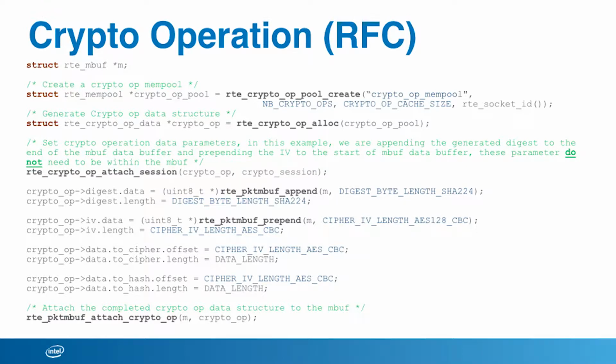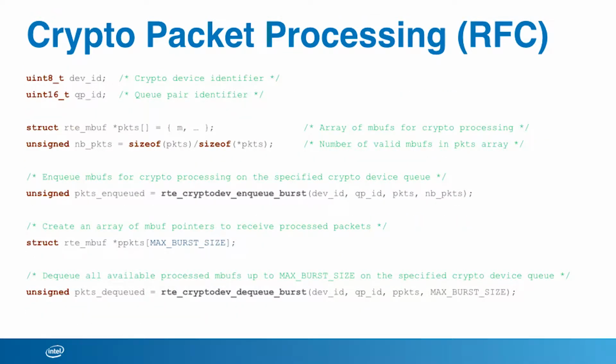This one is some of the operations and how to set up some of the hashes and so forth. I'm not going to spend too much time on that. This is the packet processing side, how you queue a burst. It's very similar to the same API you see for an ETHDEV. This is primarily for look-aside, but we're trying to make sure that we don't hinder an offloaded IPsec implementation as well.